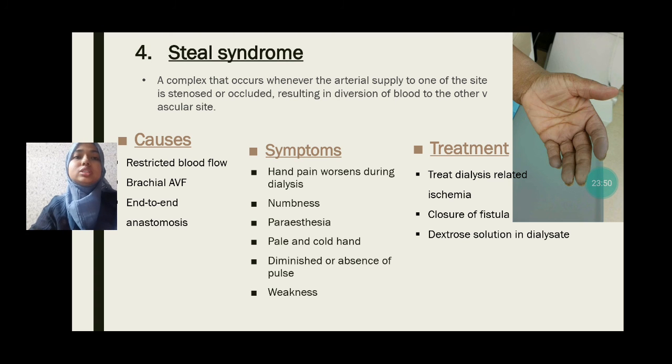So what are the symptoms? Hand pain worsens during dialysis. The further limb won't have any sense, that is, it will become numb. Pale and cold hand, diminished or absent pulse. The further limb won't have any pulse. If there is a brachial fistula, then the further radial artery won't give any pulse to the hand. Weakness in the patient.